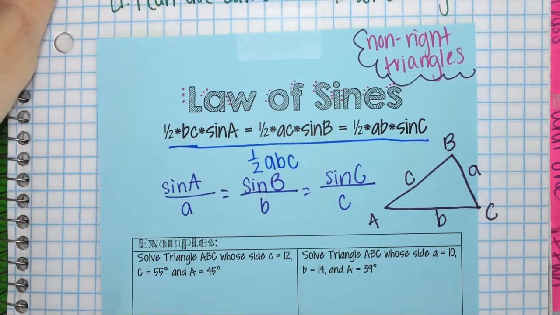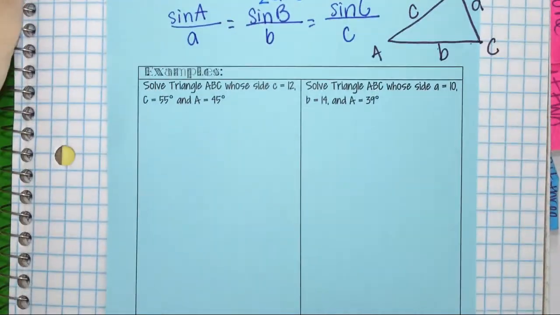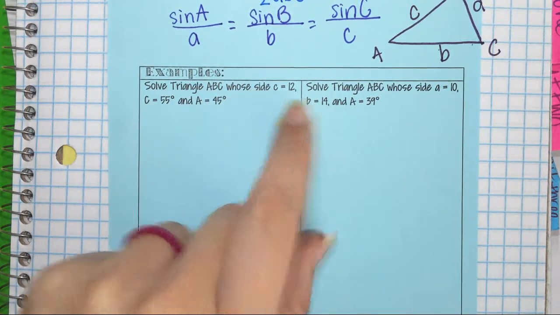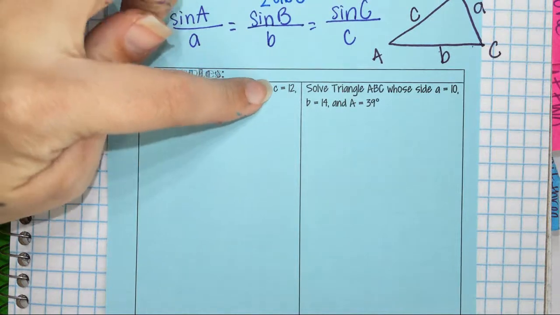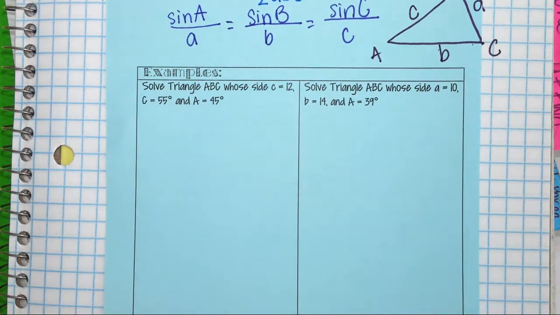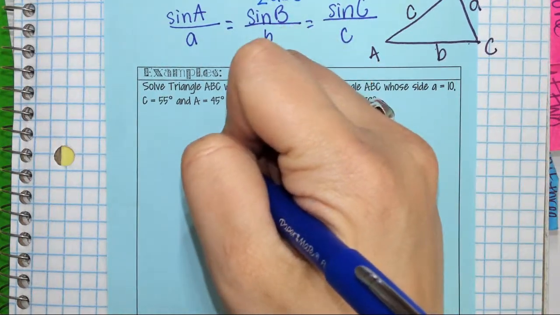Now in our first triangle, you don't need scissors right now, put those down. In our first triangle, it says solve triangle ABC. When it says solve, that just means find the missing pieces. Side c is 12, angle C is 55, and angle A is 45. What should we do first? Draw it. Draw a triangle. Take a point.